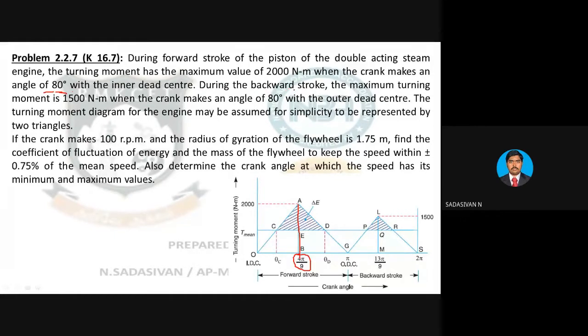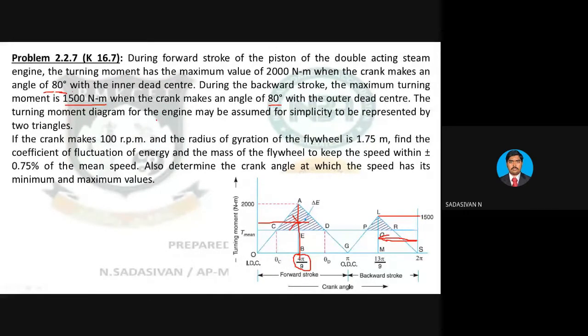During the backward stroke, the maximum turning moment is 1500 Newton meter. So during the backward stroke, this peak is 1500 Newton meter when the crank makes an angle of 80 degree with the outer dead center. So therefore 80 degree from this side. Clear? Previously 80 degree from this side, now 80 degree from this side, which is 360 minus 80, somewhere around that. Now with the outer dead center.